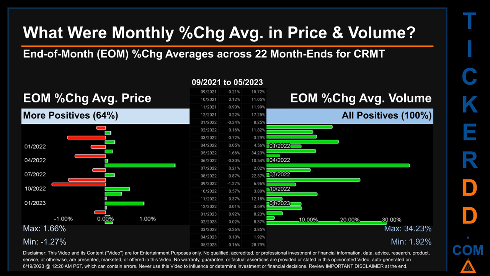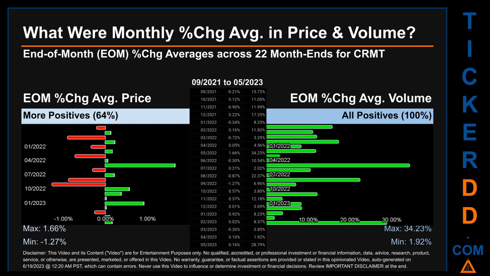What were end-of-month percentage change averages in price and volume for CRMT? The monthly average of percentage change in price and in volume were calculated for each of the 22 month ends. That calculation took daily percentage changes and averaged them for each given month. If a month end came out negative, then it means that the month summarily saw a negative change.